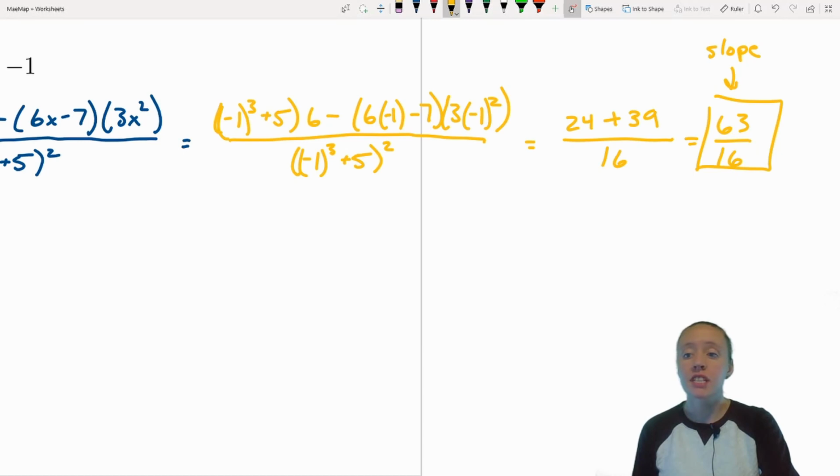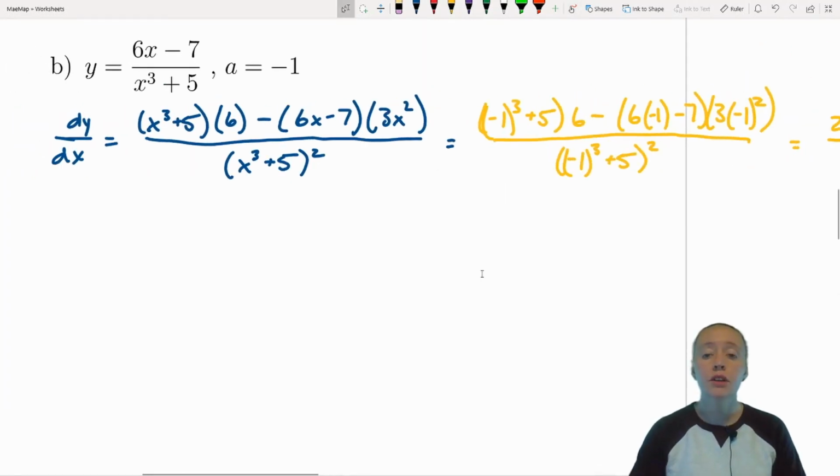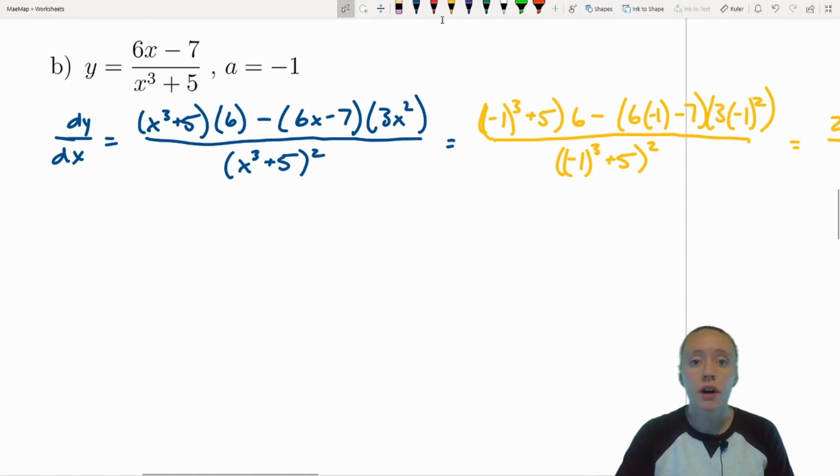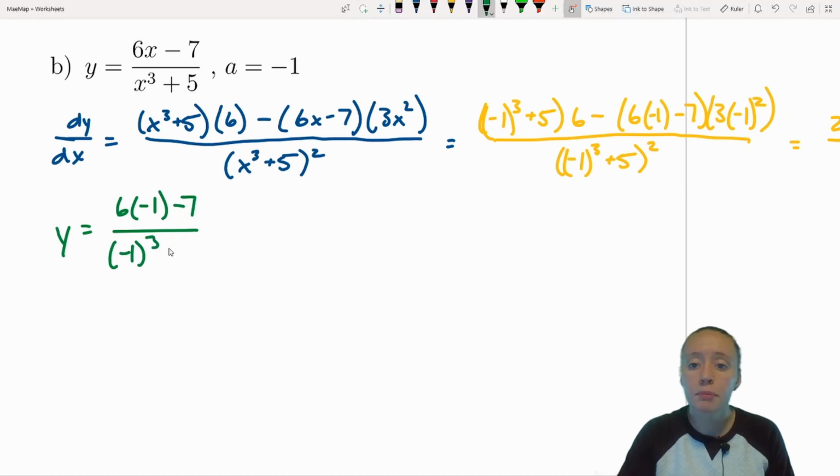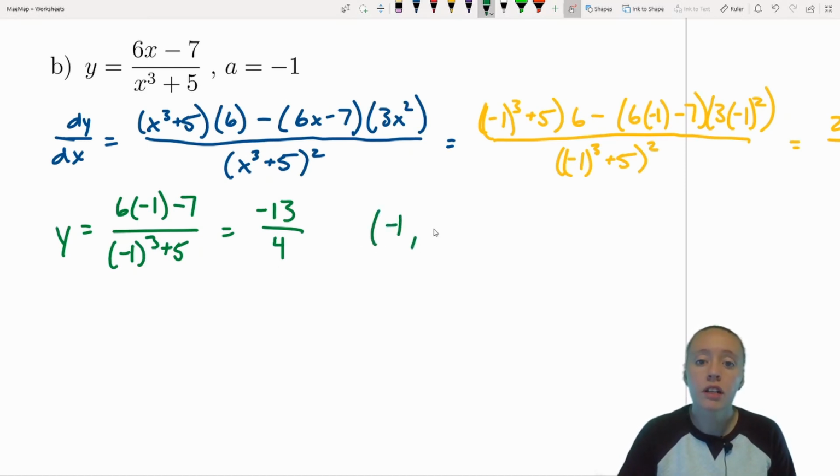Now that we have our slope of 63 over 16, we're going to find that point. I need to find f of negative 1, essentially when I plug in negative 1. If I have 6 times negative 1 minus 7 all over negative 1 cubed plus 5, we can see that 6 times negative 1 is negative 6, minus 7 gives me negative 13, and that's all over negative 1 cubed is negative 1, plus 5 gives me positive 4. So my point is negative 1, negative 13 fourths.